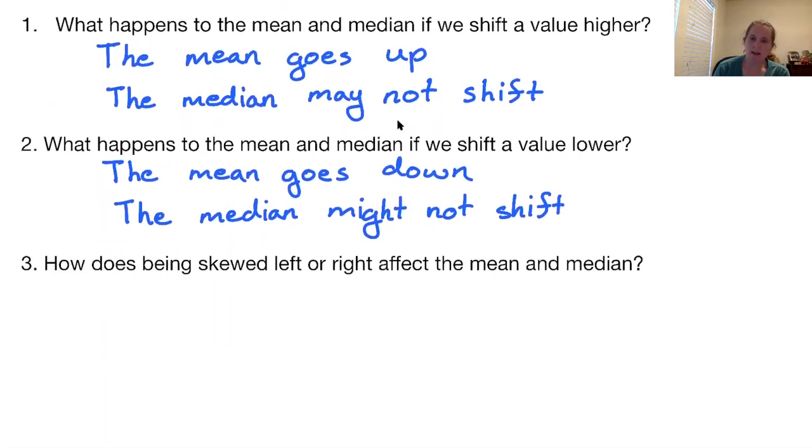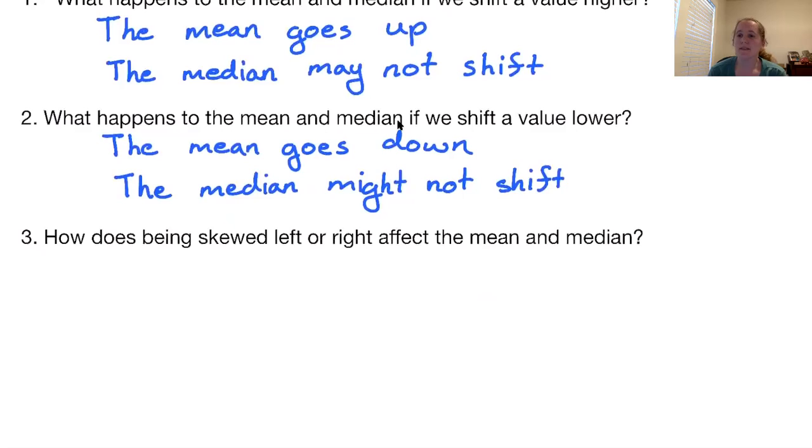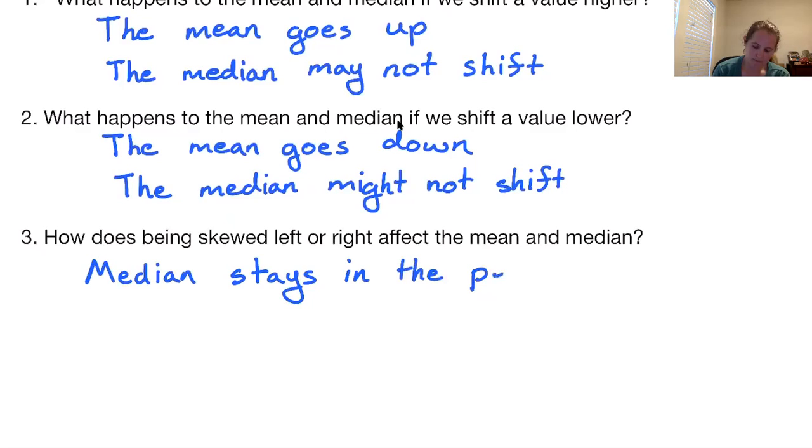Talking about skewed left or right, how does that affect the mean and median? The median stays in the peak. Not necessarily at the exact highest value, but it stays in the hill, in the mountain. The mean gets pulled in the direction of the skew.